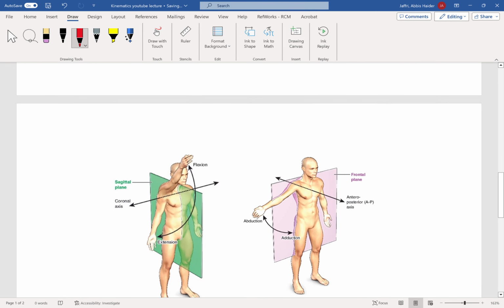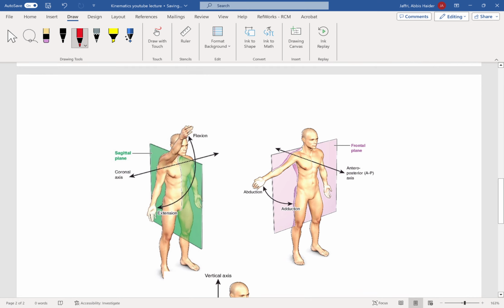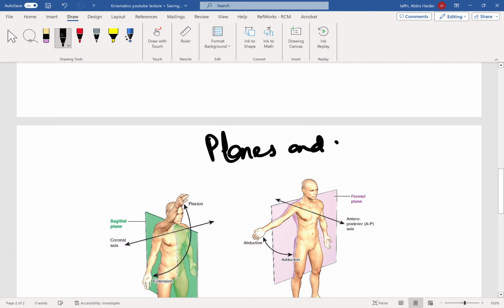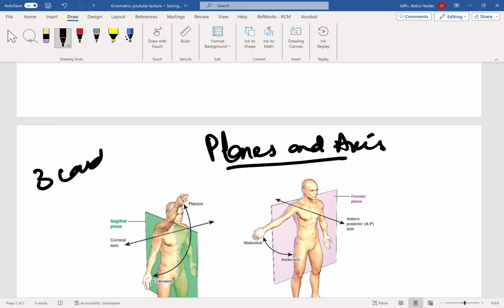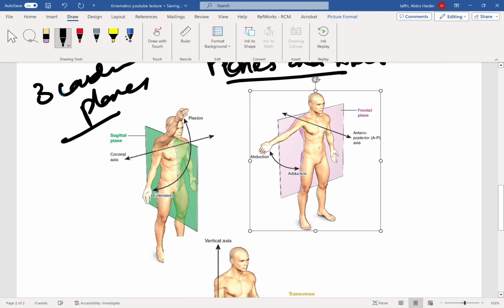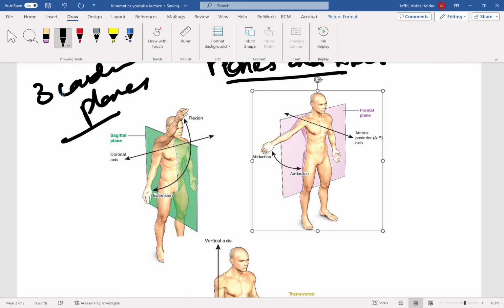Okay, so talking about motion, all the motions are happening in certain planes and around certain axes. Okay, these are the three cardinal planes that all the human motions are happening in. These three cardinal planes are described based on anatomical position, which you should all know what is the anatomical position.